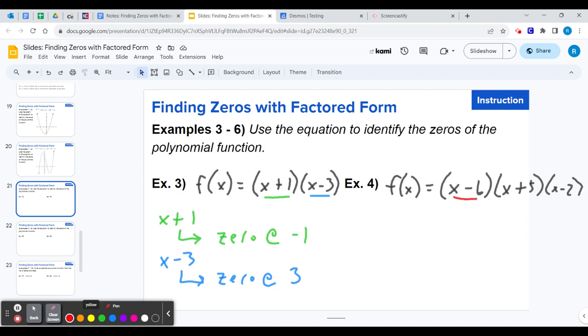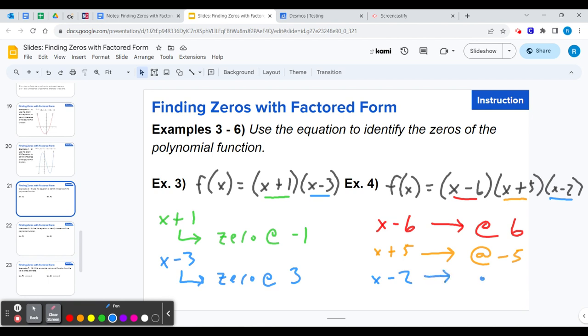We have x minus 6, which gives us a 0 at 6. We have x plus 5, which gives us a 0 at -5. And we have x minus 2, which gives us a 0 at +2. And I actually probably did a bad job here. I should not have written that notation here. Let's make sure we write it a little cleaner, so we know what we're talking about.